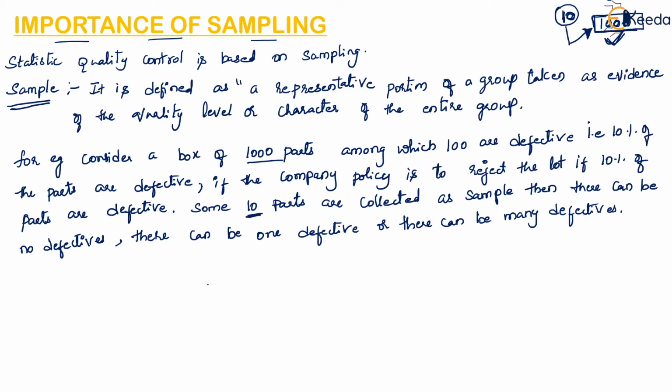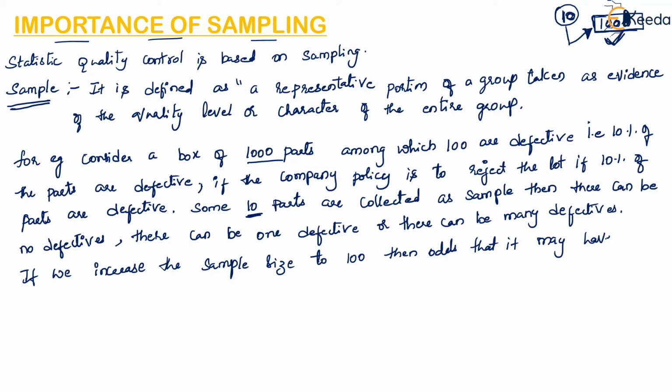So if we increase the sample size to 100, then the odds of it containing the representative 10% would be much greater. If we keep on increasing the sample size to 100, the odds that it may have 10% would be greater.